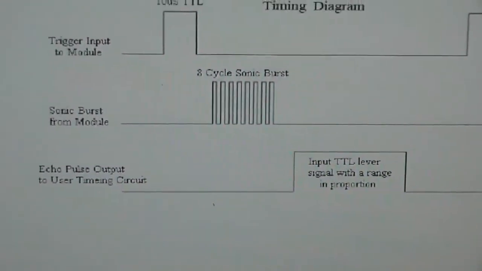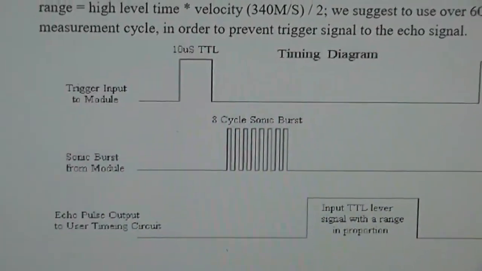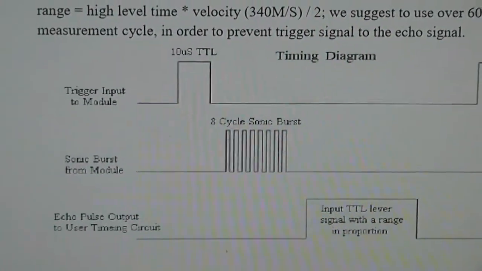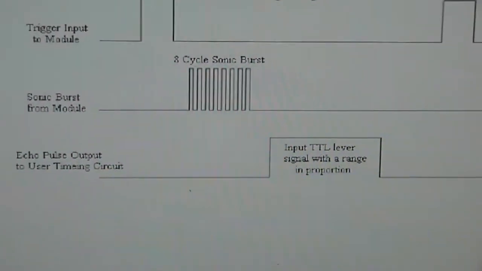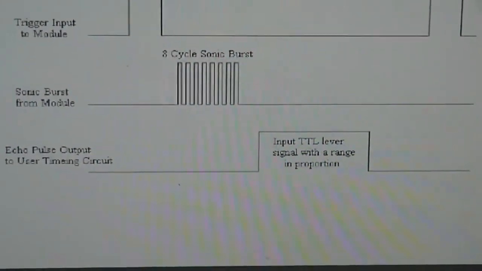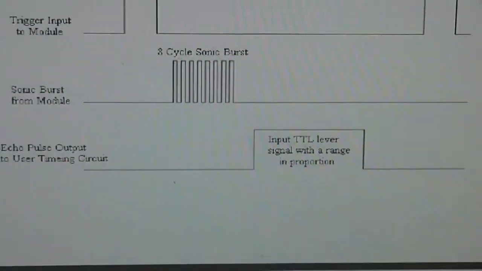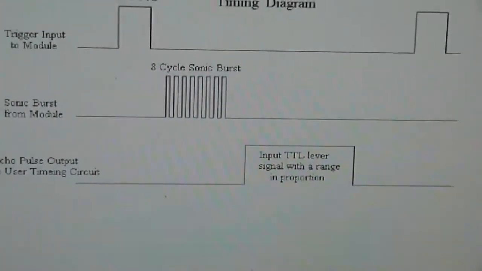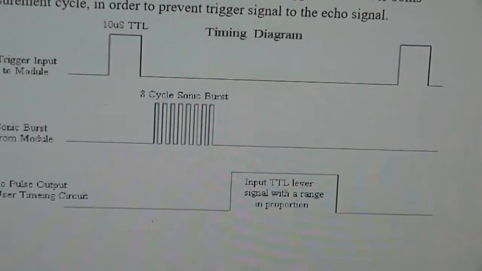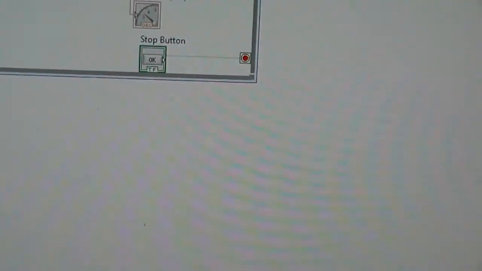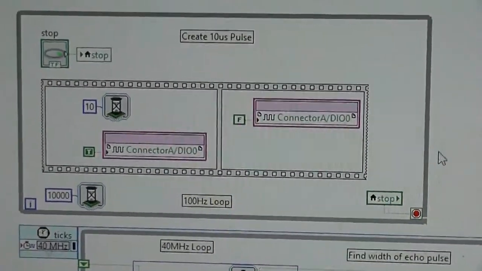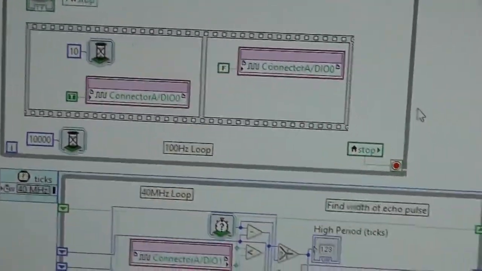So we have to be able to do two things. Firstly, generate an accurate 10 microsecond pulse, and secondly, once we've got the echo, we've got to feed it back in again to our device and measure the width. And the way I'm doing this is I'm going to use a myRIO, of course, and I'm going to use the FPGA to do the 10 microsecond pulse and do the measurements.